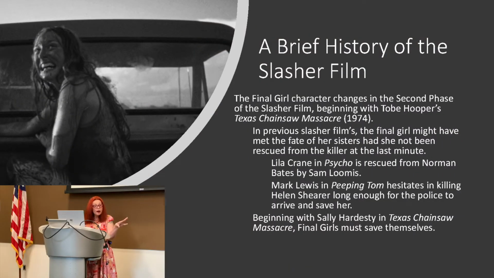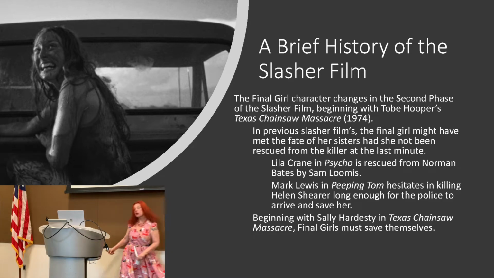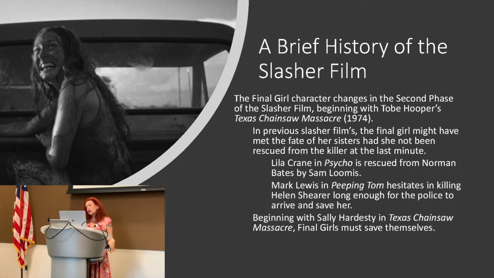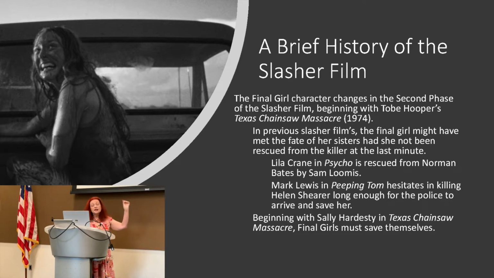All right, so the final girl character changes in the second phase of the slasher film. This begins with Tobe Hooper's Texas Chainsaw Massacre in 1974. Before this, final girls were rescued in the end. If you remember the ending of Psycho, Lila Crane, Marion's sister, is rescued at the last minute by Sam Loomis. In Peeping Tom, his final victim is rescued by the police. But in the second phase, women have to rescue themselves because the men who would rescue them are all dead.